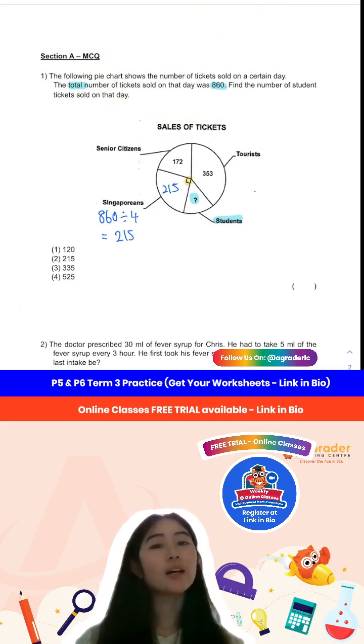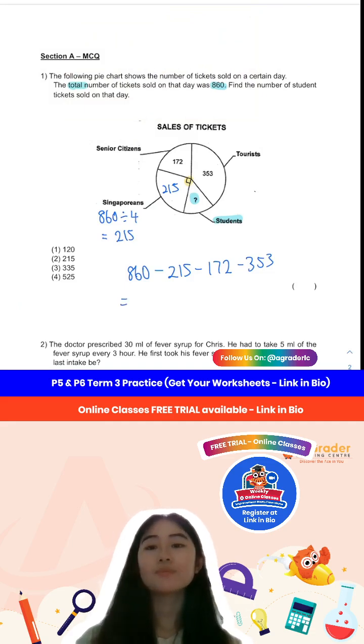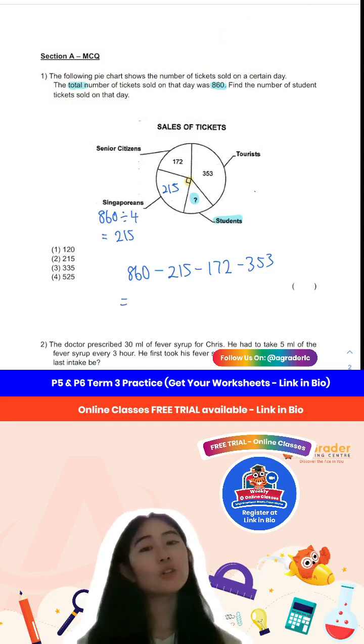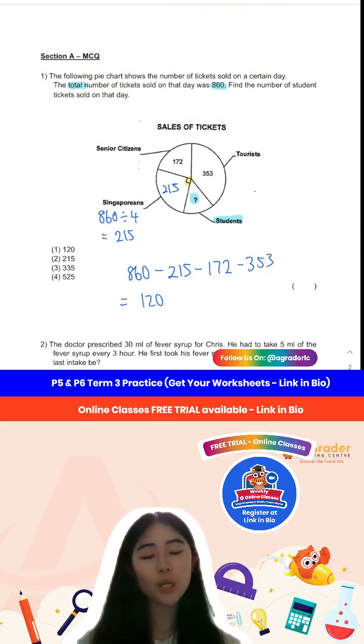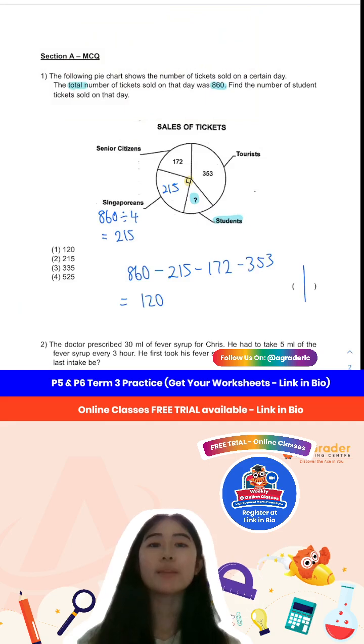So based on that, you can now find the student tickets. You just need to use the total and then minus everything else. So you're going to minus the Singaporean tickets, minus the senior citizens and the tourist tickets as well. And then you will get the answer 120. Yeah, so all of you are correct. This is option 1.